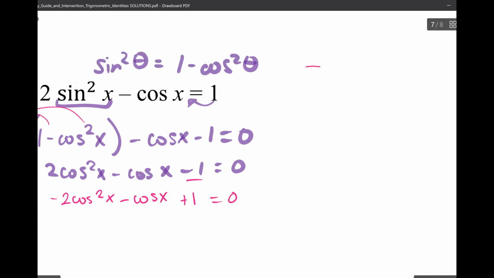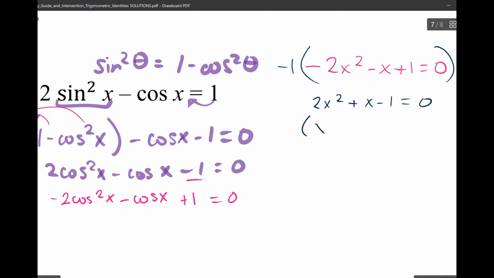So I'll come over here to the side. Do I know how to factor negative 2x squared minus x plus 1 equals 0? So instead of saying cosine x and cosine squared x, I'll say x and x squared, since I'm trying to relate it to how you know with algebra. Well, this is kind of hard, but if I multiply everything by negative 1, I'll have 2x squared plus x minus 1 equals 0. That's a little easier to factor.